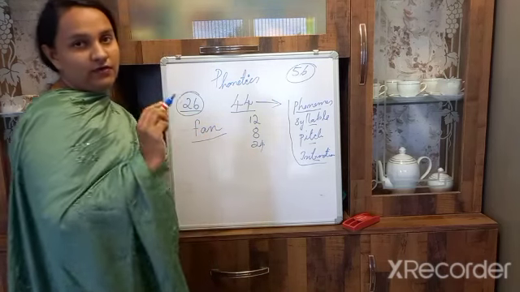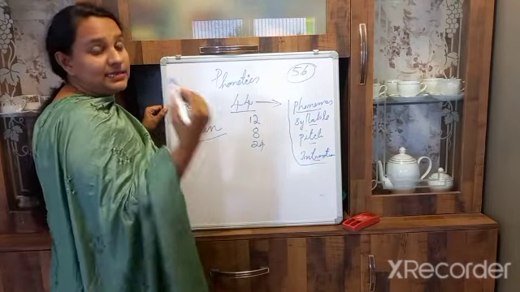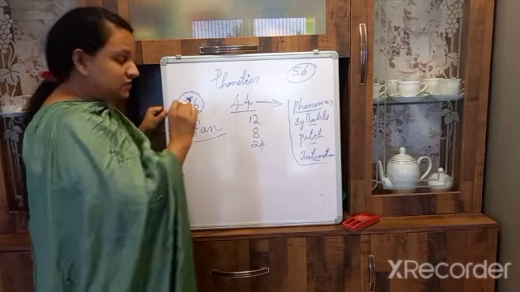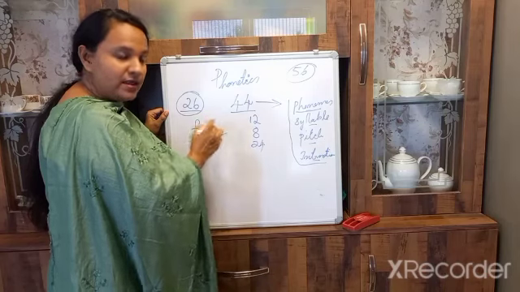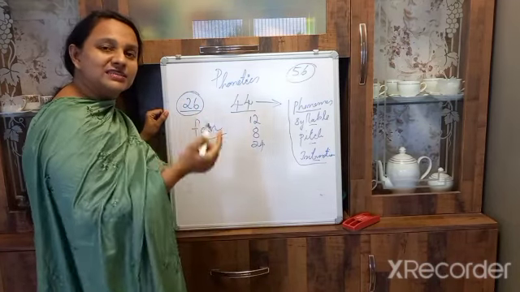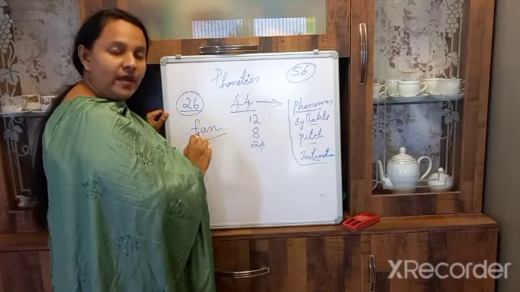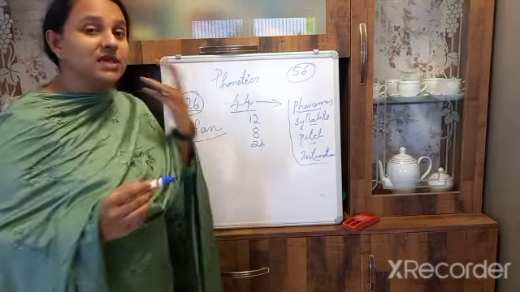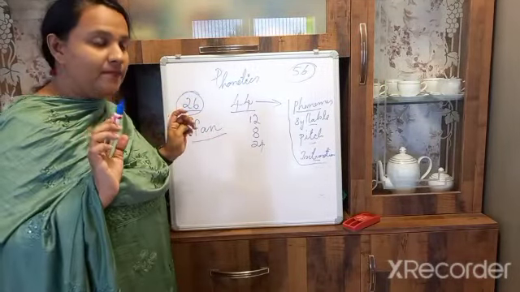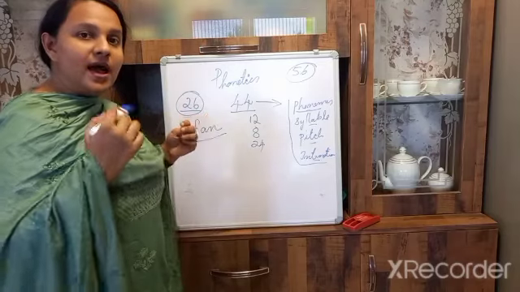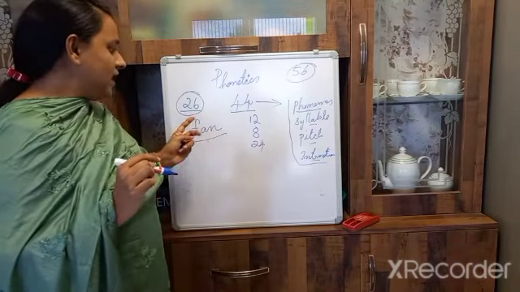So what is this? F-A-N, that is fan, right? What are the letters used here? The letters from the alphabet. F, A and N. These three alphabets or letters are used to write the word fan. But what are the sounds in the word fan? I'll sound fan. F, A and N sound, right? There are 3 sounds. F, A and N.